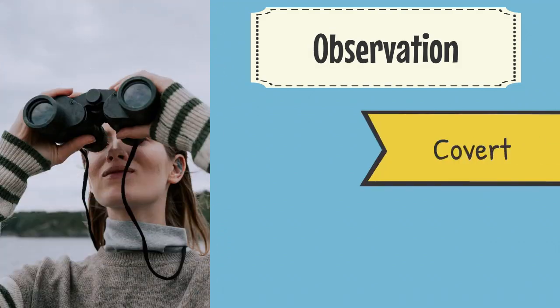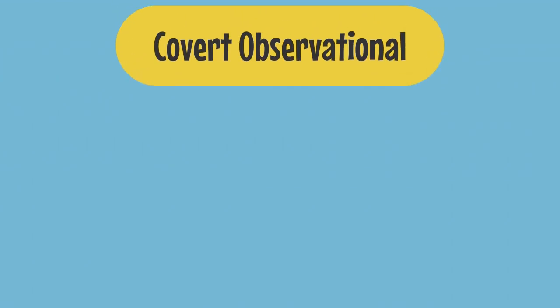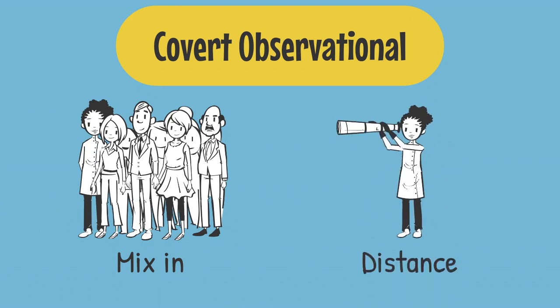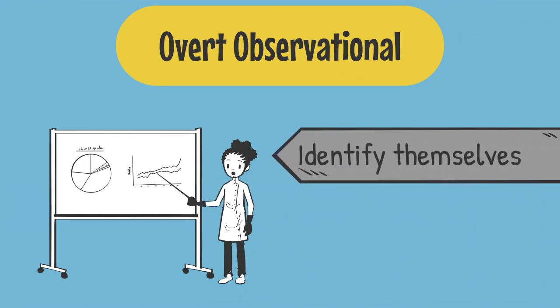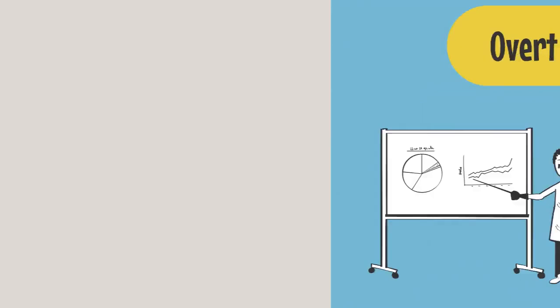Observation can be covert or overt observational research. In covert observational research, the researchers do not identify themselves. Either they mix in with the subjects undetected or they observe from a distance to try and solve the problem. In overt observational research, the researchers identify themselves as researchers and explain the purpose of their observations.